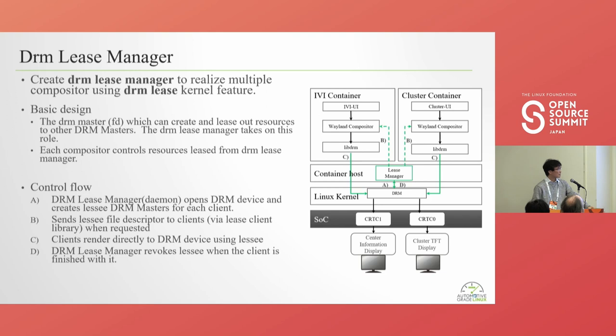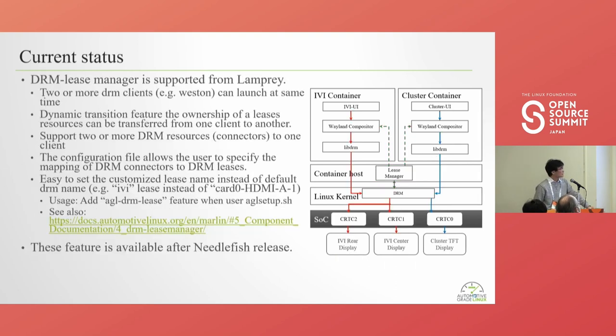As for the data flow, the lease manager opens the device as master. If there is a request from the container side, the lease manager releases the resources. Then each container's Wayland compositor can access the display like a direct DRM backend. Now, the current status of the DRM lease manager: it is already supported from AGL Lamprey. More than two DRM clients can access at the same time. Additionally, there is a dynamic transition feature, which means one DRM client can transition to another process, such as for one display. It is already supported.